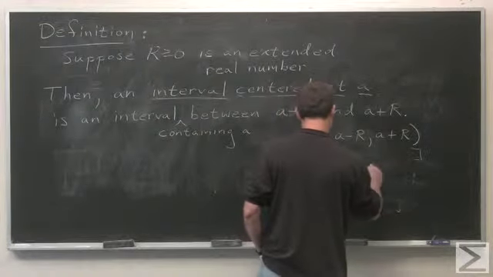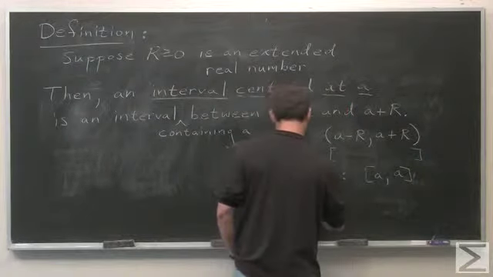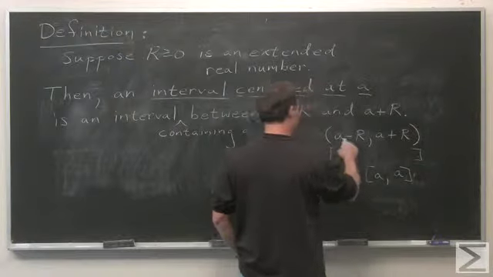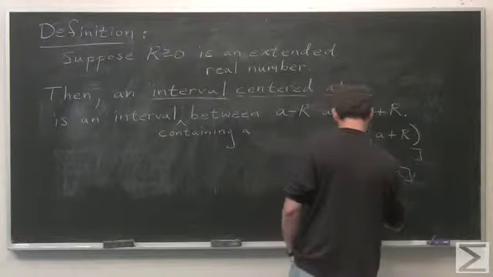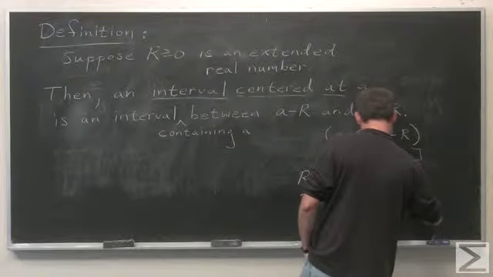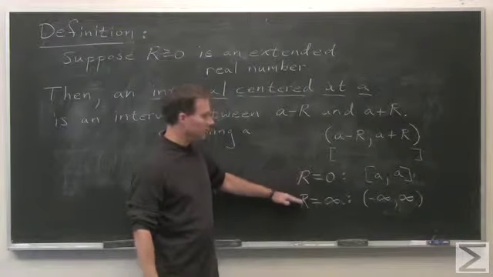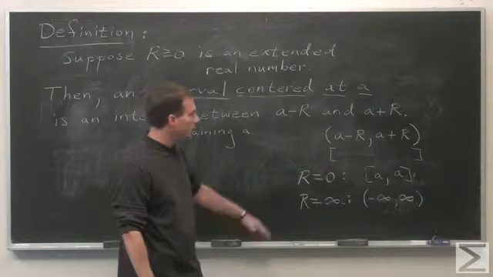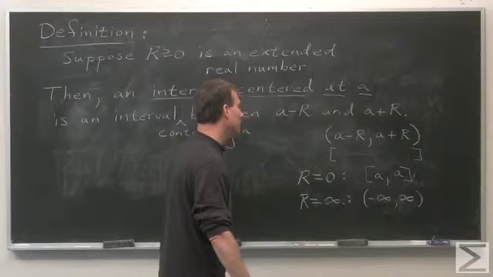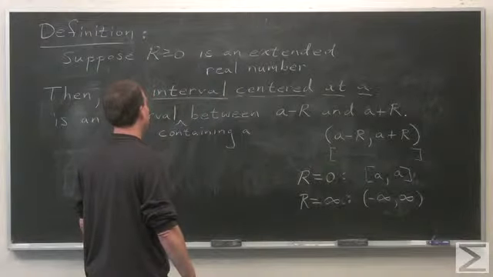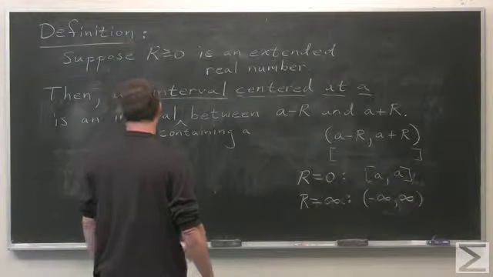If r is 0, you just get the closed interval from a to a, so that contains the single point a. And if r is infinity, this would be minus infinity to infinity, that's all real numbers. But if r is some positive real number, not 0 and not infinity, then there are 4 choices where you include or exclude either endpoint for what an interval centered at a could be. Okay, that's an interval centered at a.